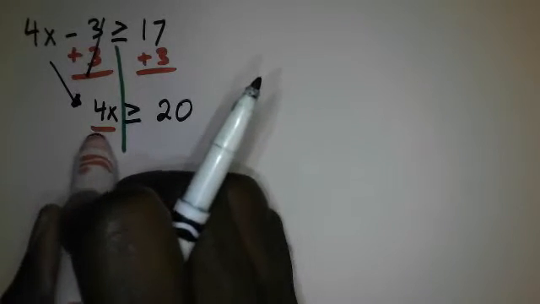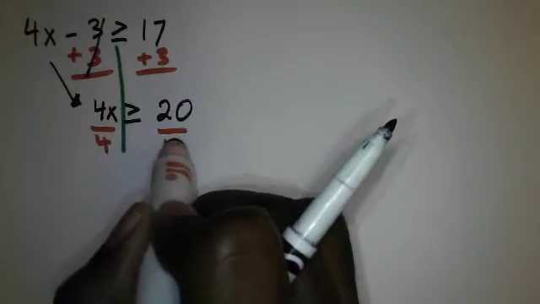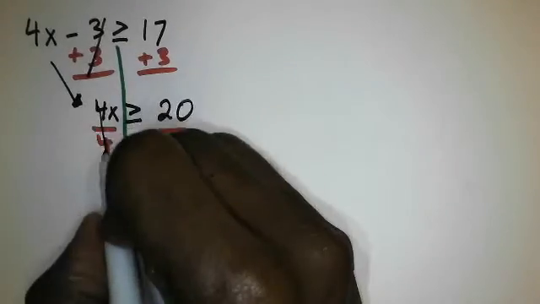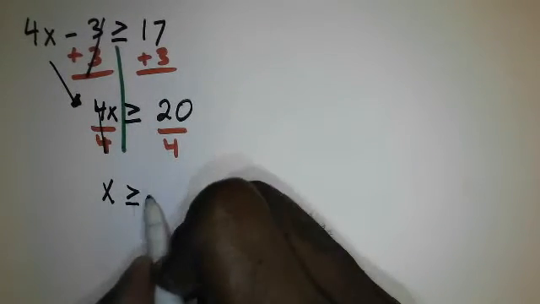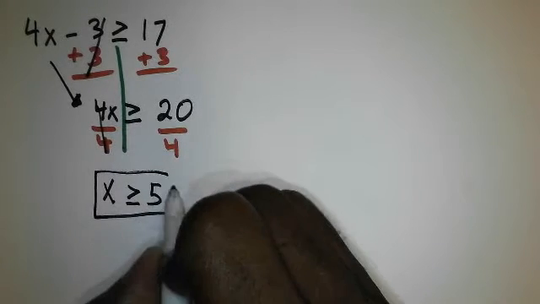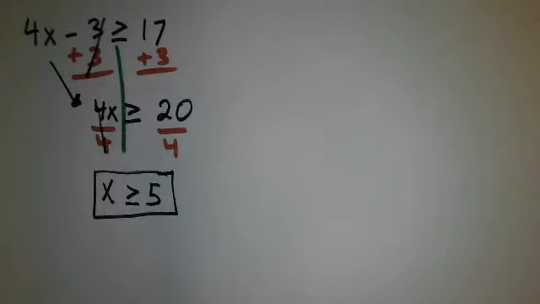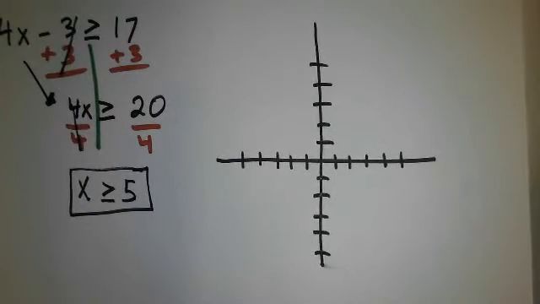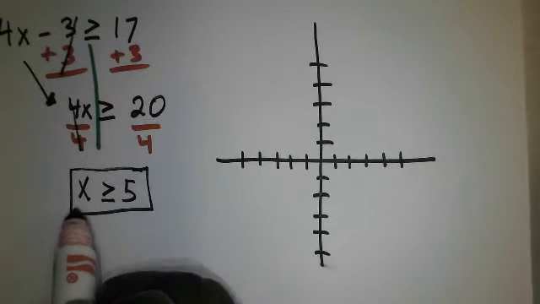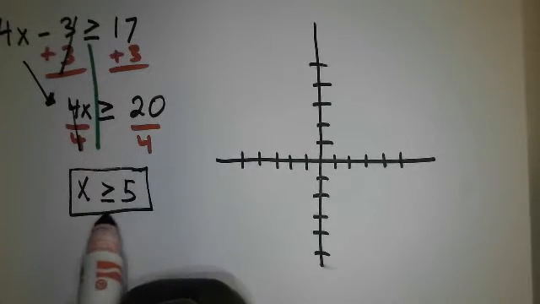We're going to divide by 4, and now we're left with x greater than or equal to 5. Here's our inequality. We're now going to graph it on the coordinate plane. Now this is the coordinate plane we're going to be using. x is greater than or equal to 5.